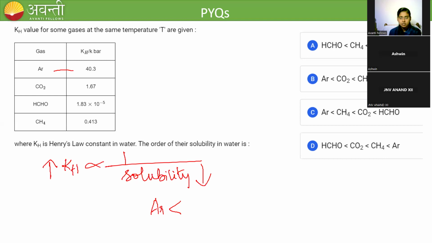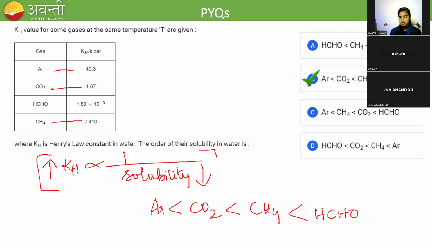Then comes carbon dioxide, 1.67. After this we will have CH4, which is just 0.4. And then we have 1.83 into 10 to the power minus 5. Minus 5 means it is 0.0001. So at last only HCHO will come. Where do we have this order? It is given in option D. So option D is the correct answer. We are applying only one relation here to solve this question. Very easy question it is.